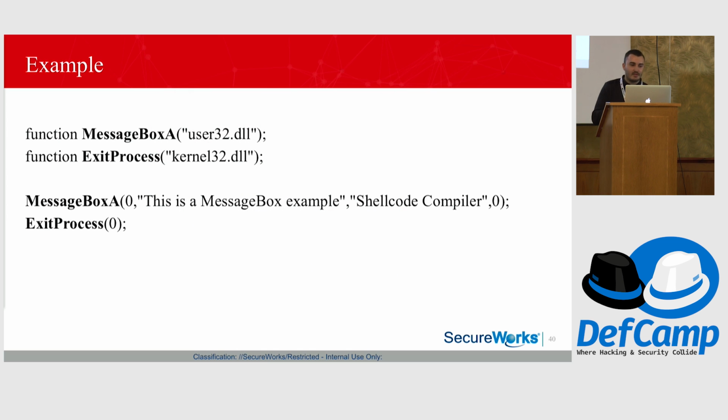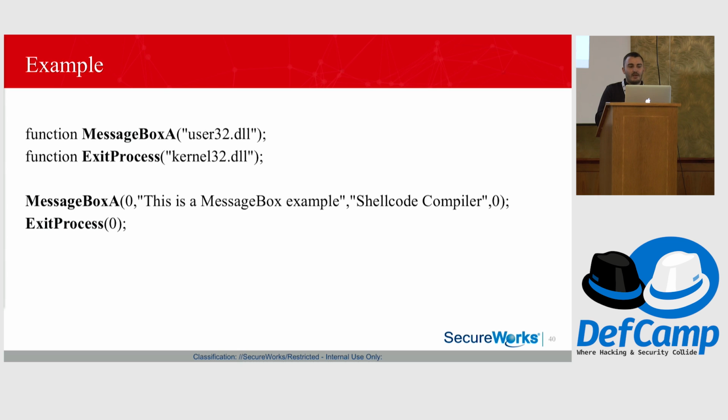Let's see now some examples, actually a few examples. For example, the message box. You want to just display a message box to test if your exploit works. So instead of writing a lot of assembly code, you just declare some functions. For this shellcode, you need to declare two functions: MessageBoxA, which is exported by user32.dll, and ExitProcess, which is exported by kernel32.dll.